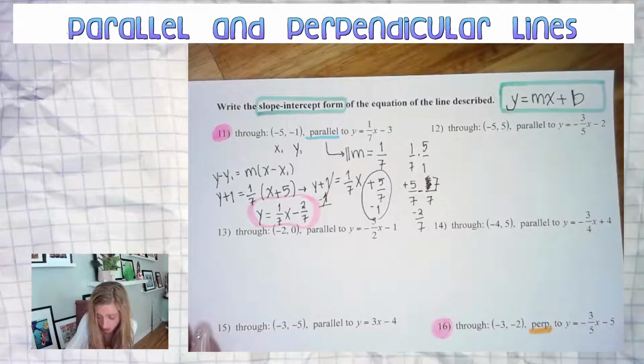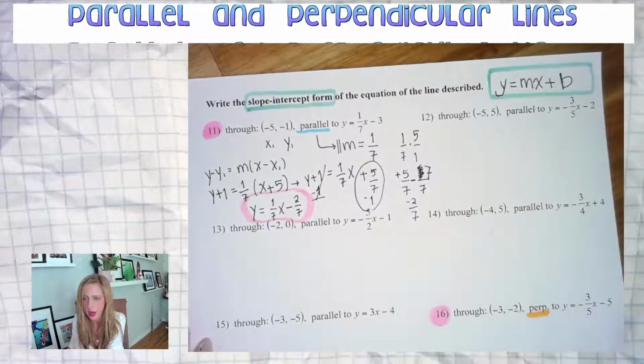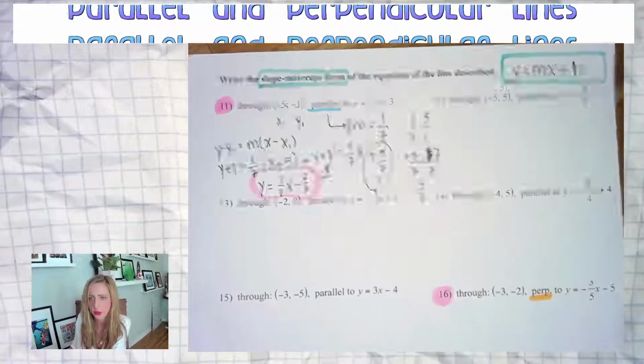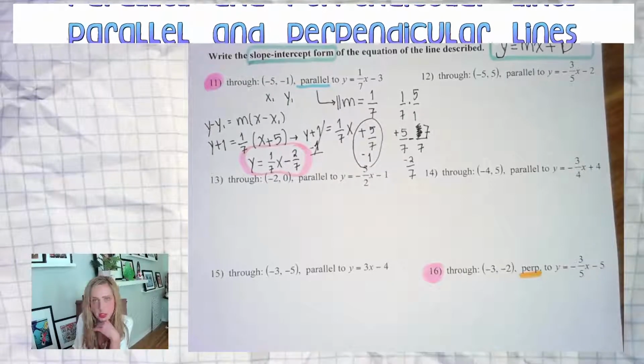And you are finished. All right, so you're going to press pause now and try to do numbers 12, 13, 14, and 15. And then unpause when you're ready to do 16.